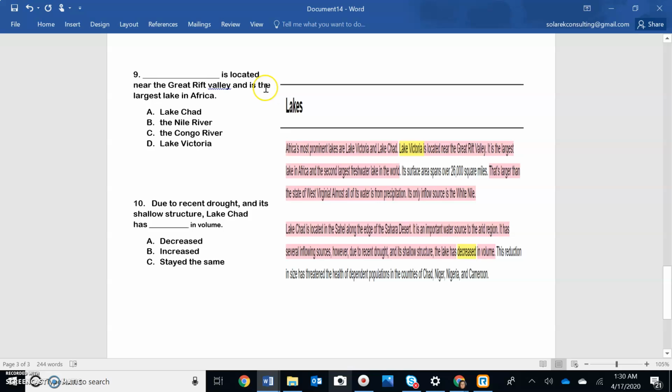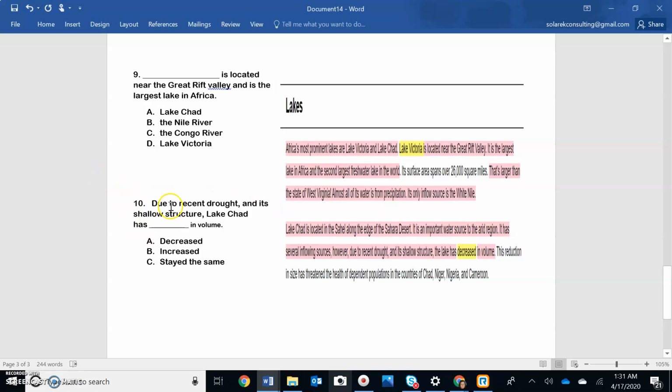Lake Victoria is located near the Great Rift Valley and is the largest lake in Africa. So we're going to talk about 2 lakes in Africa. Africa's most prominent lake is Lake Victoria. It is located near the Great Rift Valley. It is the largest lake in Africa and the 2nd largest fresh water lake in the world. So right there it tells you Africa's most prominent lake that is located near the Great Rift Valley is Lake Victoria. Let's go to number 10.